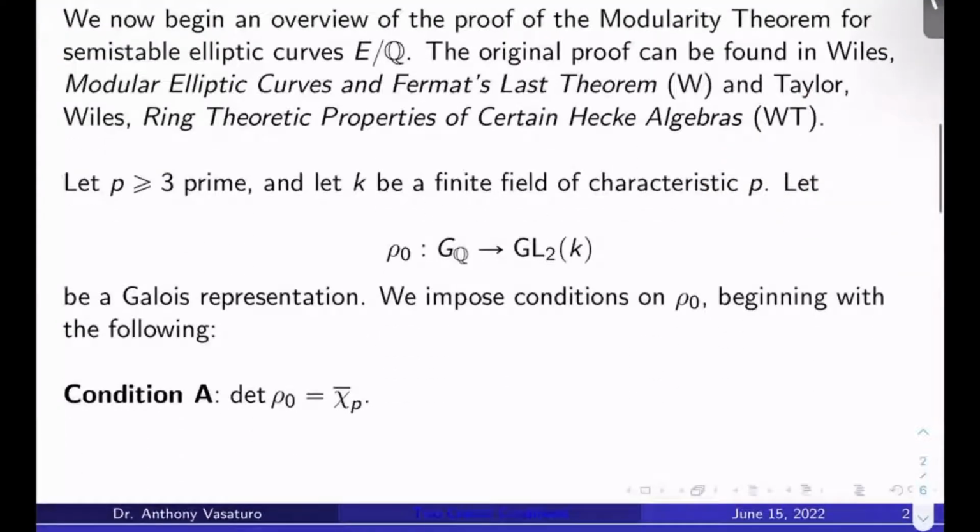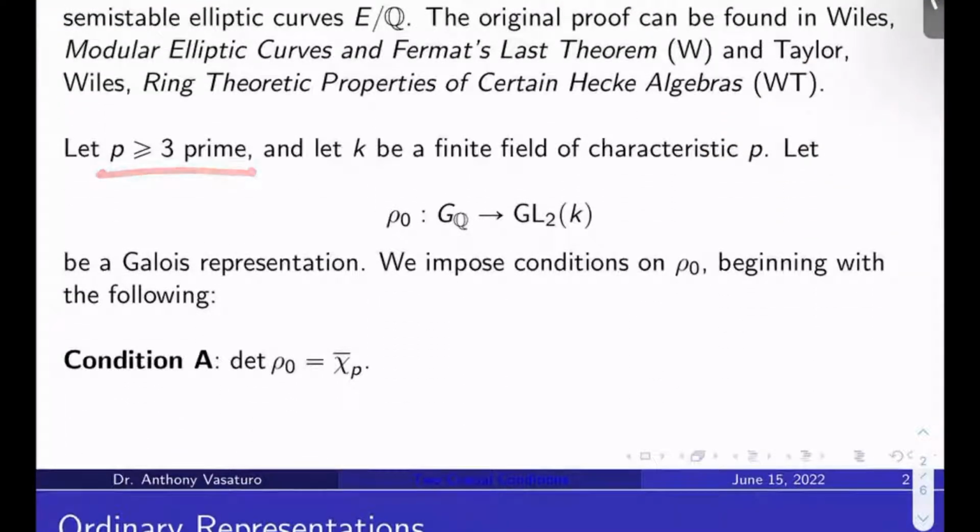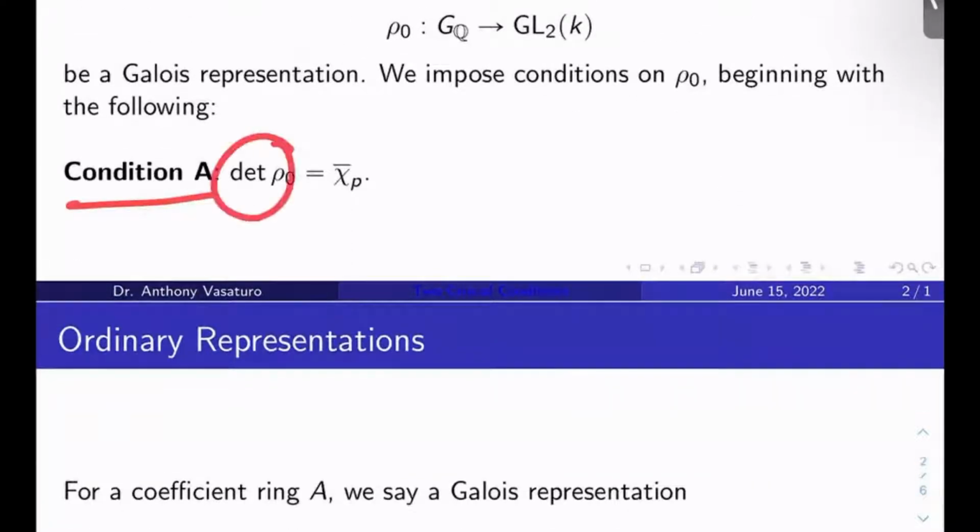Okay, let's go. Let P be a prime bigger than or equal to 3. Let K be a finite field of characteristic P. Let rho naught be a Galois representation from G_Q to GL2 of K. I'll call this a residual representation or a mod P representation from here on out. I'm going to start imposing conditions on rho naught that are going to be useful to me. They're going to be reminiscent of conditions that the Galois representations attached to elliptic curves and modular forms satisfied, on purpose. Here's the first condition, called condition A. I want the determinant of rho naught to be chi bar P. In other words, I want rho naught to have mod P cyclotomic determinant.